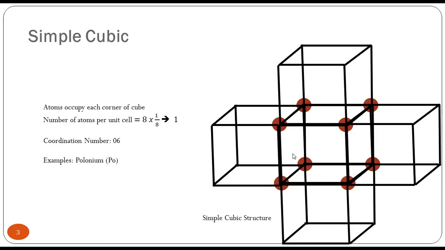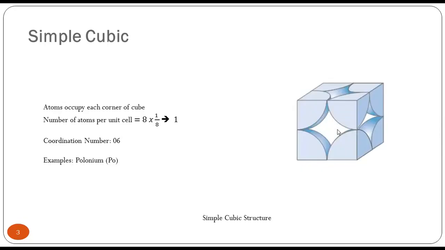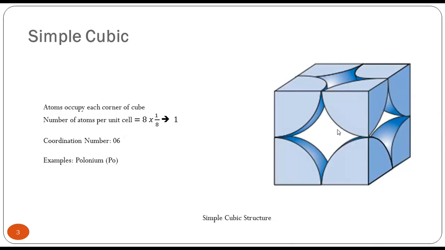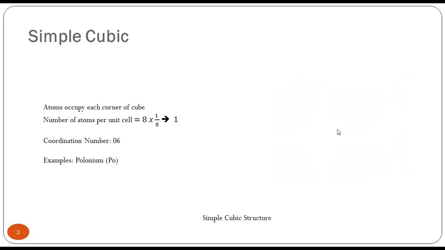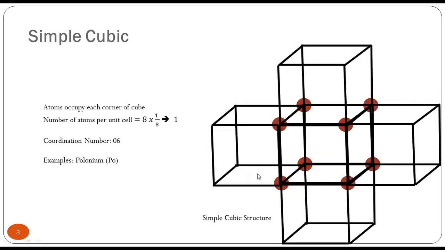Now, when we have to calculate the total number of atoms per unit cell, we have to see that it's not 8. Although we can see that there are 8 atoms present in each unit cell and they are present at each corner. However, if we see the cross section, it's not a complete atom which is present in each repeating unit. A single atom is contributing to 8 different repeating units.